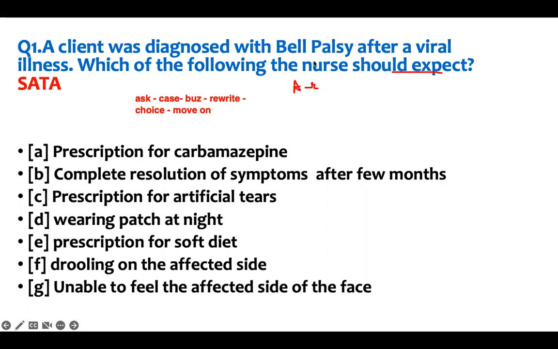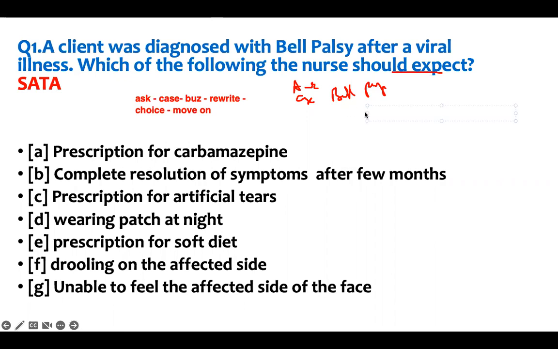A client was diagnosed with Bell palsy after a viral illness. So that's the case. Somebody has Bell palsy after they have an infection from a viral illness. What do you expect? So this is a content kind of select-all-that-apply question. You have to know your content, and the buzzwords are Bell palsy and expectation. Before you make a choice, you basically got to bring your content.